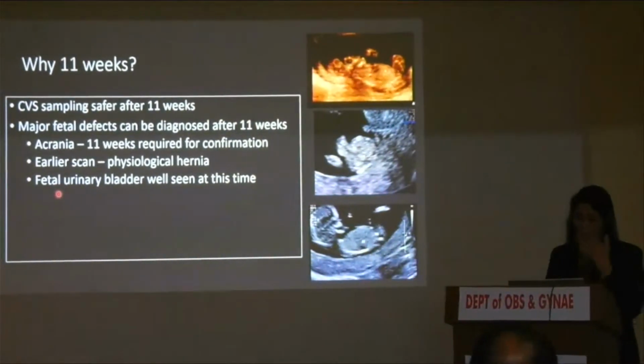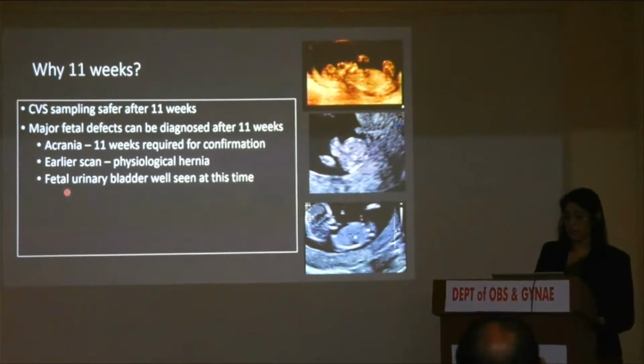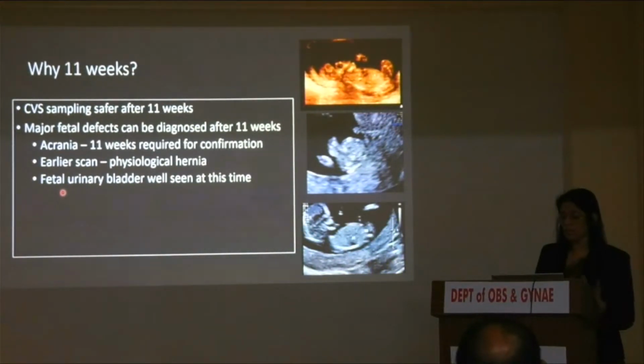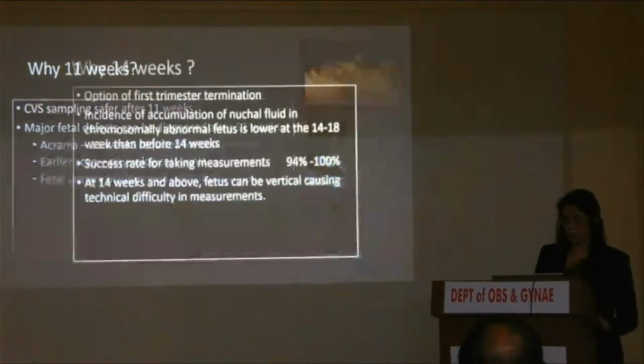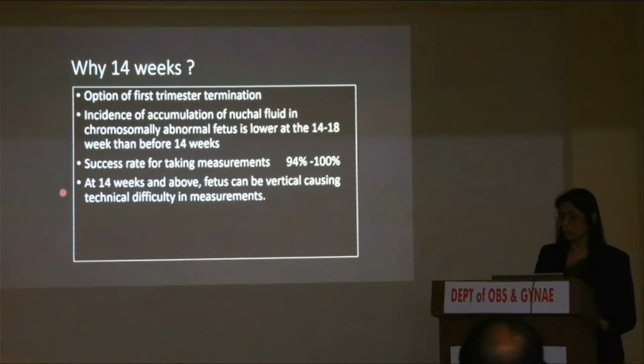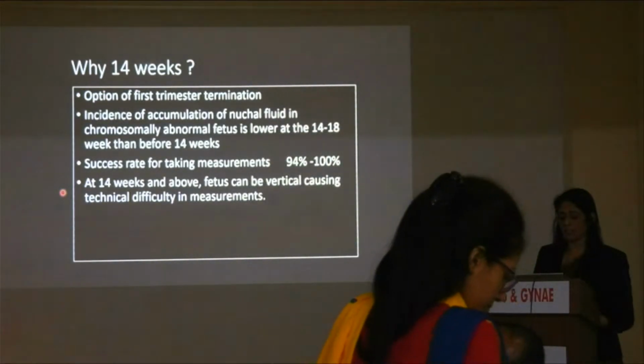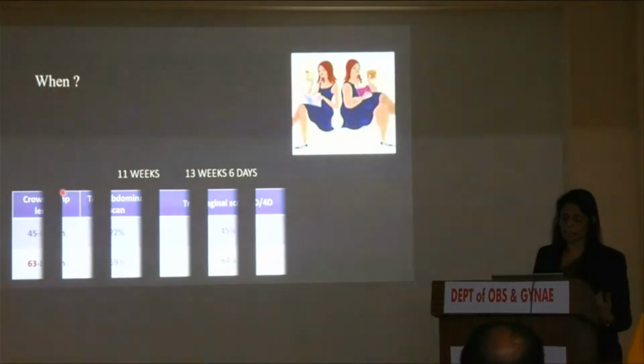So why do we choose 11 weeks? Because chorionic villus sampling is safer after 11 weeks, and the major fetal defects can be diagnosed after 11 weeks. Also, if we do an earlier scan, sometimes we can see a physiological hernia, which can be a normal phenomenon, and the fetal urinary bladder is also well seen at this point of time. The success rate of taking measurements is almost 94 to 100%, and after 14 weeks, the fetus becomes vertical, which causes difficulty in making the measurements.